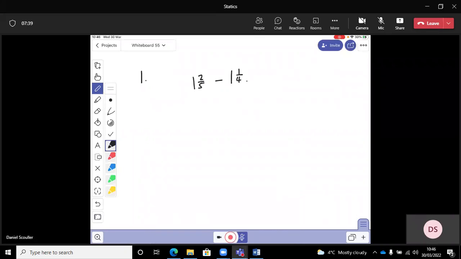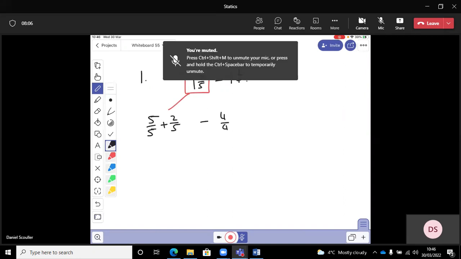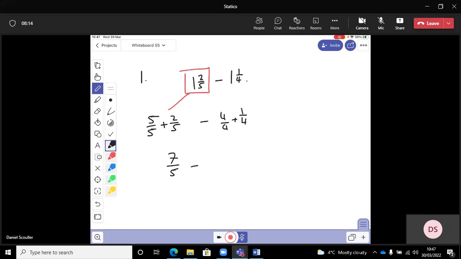Okay, so looking at this, we've got one whole and 2/5 additional, and then minus one whole and 1/4. That one whole here is represented by 5/5, and we're adding on the 2/5. This is minus the one whole, which is 4/4, and we've got a remainder of 1/4 as well. So when we put it all together, we've got 7/5 over 5/4.